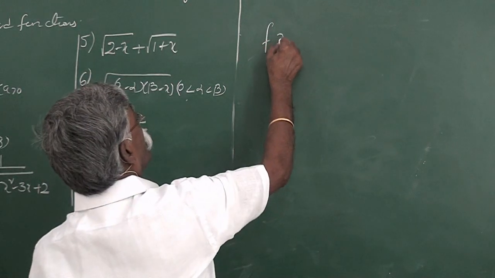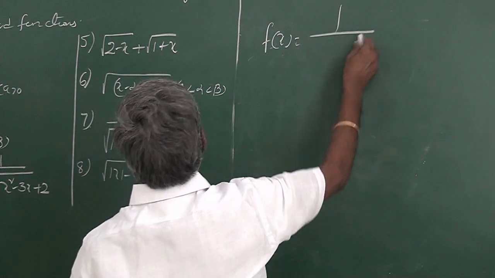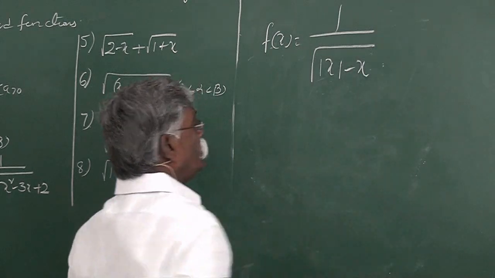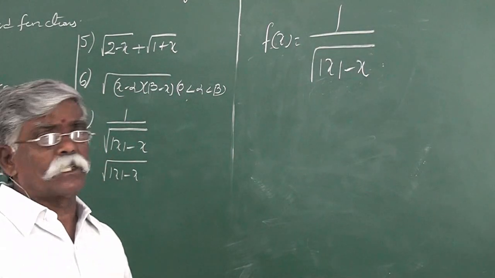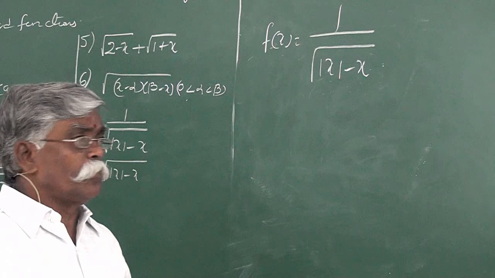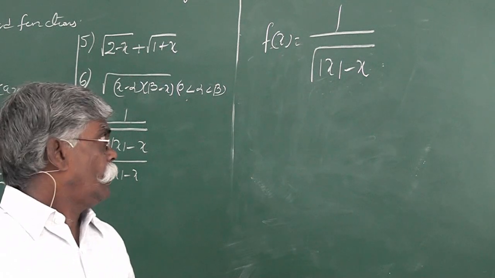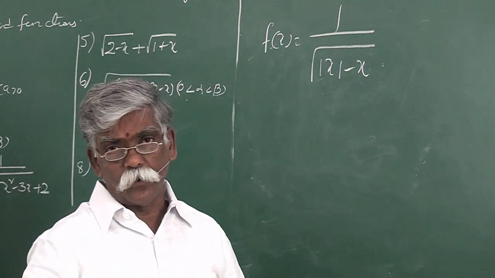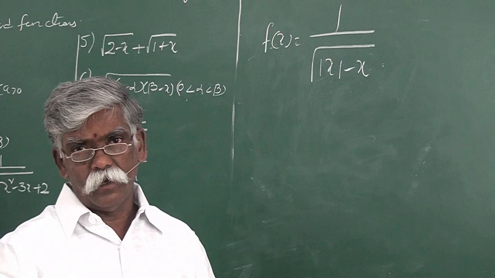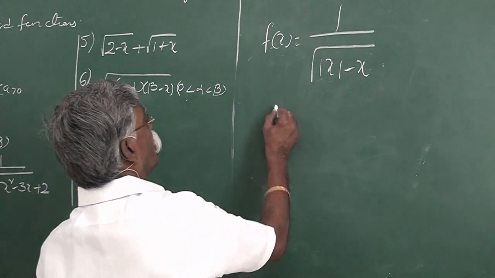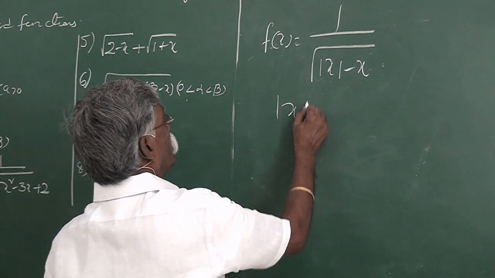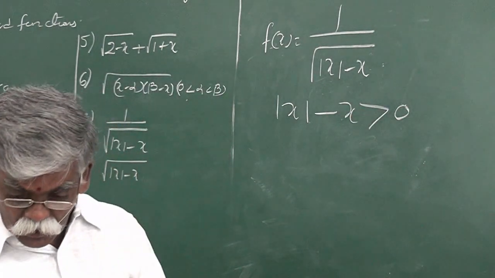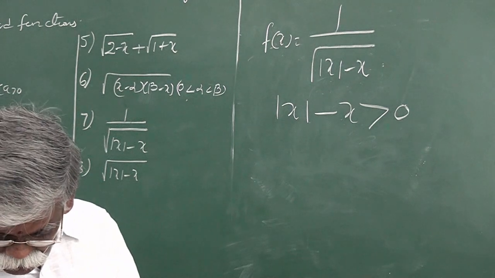Now f of x is equal to 1 by square root of mod x minus x. The square root of mod x minus x is under the root and is in the denominator. Since it is in the denominator, it cannot be equal to 0. It is under the root, so it should be positive or 0. So for both, modulus of x minus x should be greater than 0.